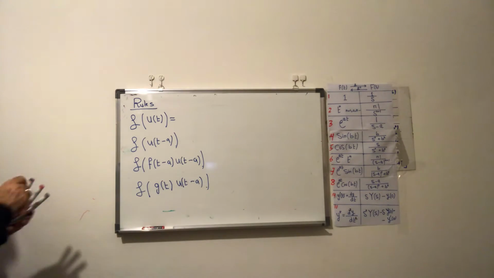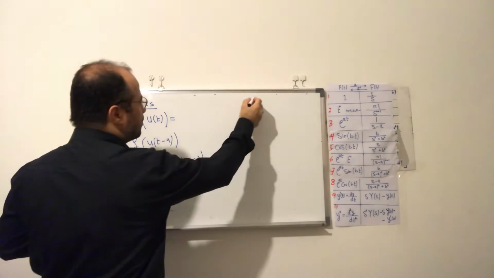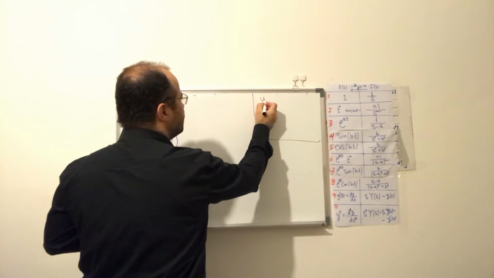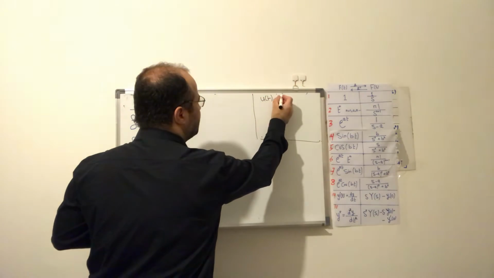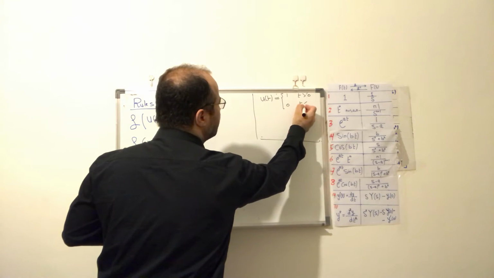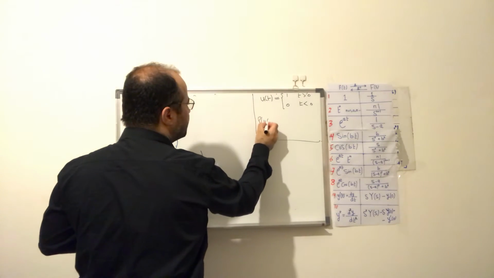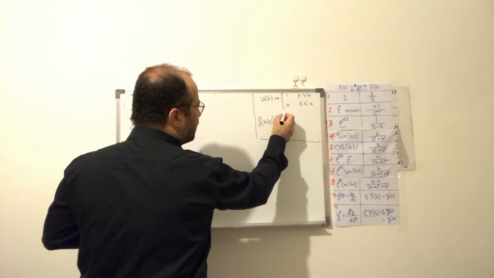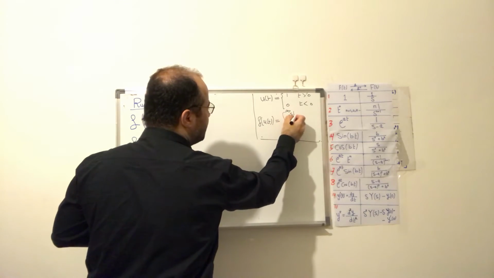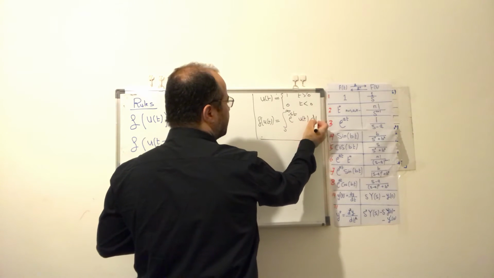Let me start with the first one. So what is that function, just to give you an idea? This u of t is 1 when t is bigger than 0, and 0 when t is less than 0, right? Now if you go with the Laplace transformation for u of t, it will be the integral from 0 up to infinity, and then e minus st, I'm using the definition for Laplace transform, times u of t and dt, right?